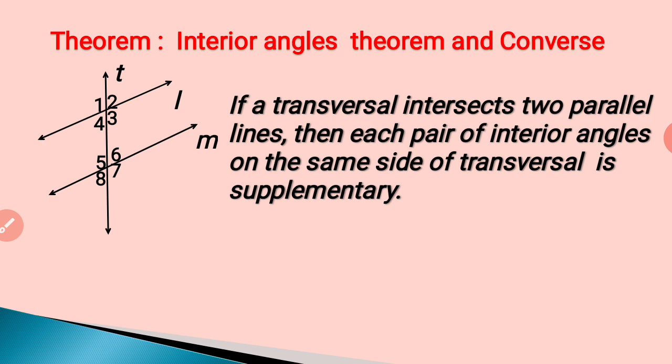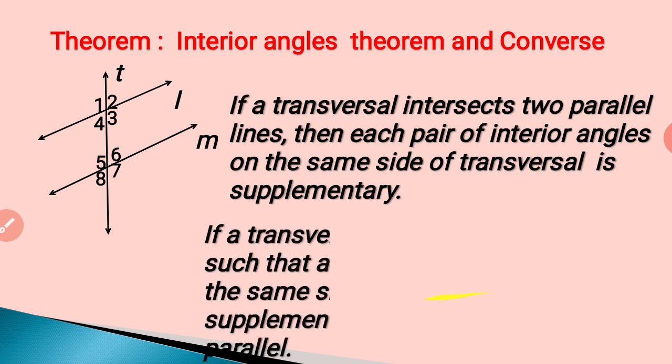Now we are talking about the co-interior angles. Here we are already told that the lines are parallel. So the co-interior angles will be supplementary. So we can say that 4 plus 5 equals 180 and 3 plus 6 equals 180 degrees.